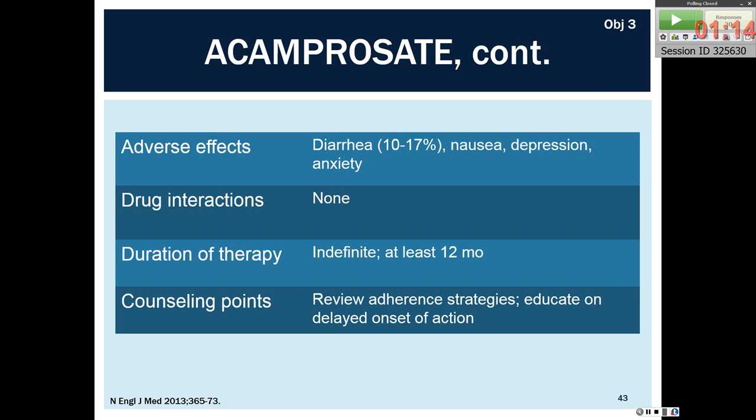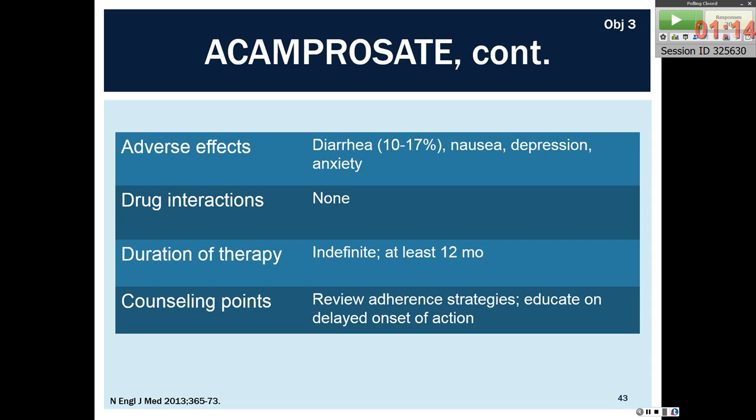Counseling points, we just do review adherence strategies. So when you're talking to somebody who needs to get used to taking 2 tablets of something 3 times a day, I mean, a lot of the patients that we treat don't take any medications because they're just drinking all day and they don't care about their health. So it's a big ask to tell them, like, now you're going to take this medication 3 times a day. So just really reviewing all those adherence strategies with them.